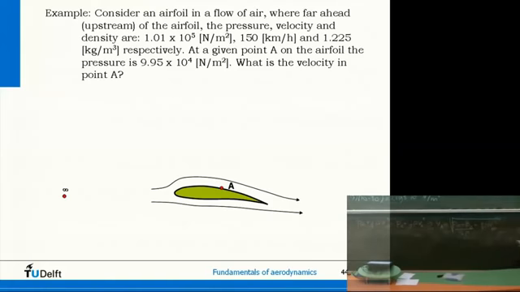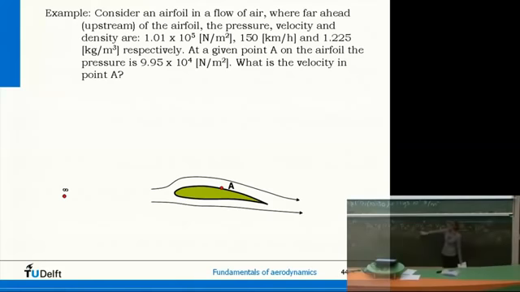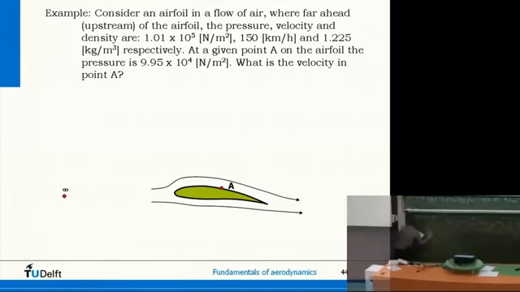Square roots. So that gives us our VA, right? So we just manipulate this equation, take PA to the other side, so P infinity minus PA, divide by half rho. We divide by half rho, so we have the plus half rho V squared over half rho. So this one becomes simple. So VA is then equal to the square root of 2 times P infinity minus PA over rho plus V infinity squared.